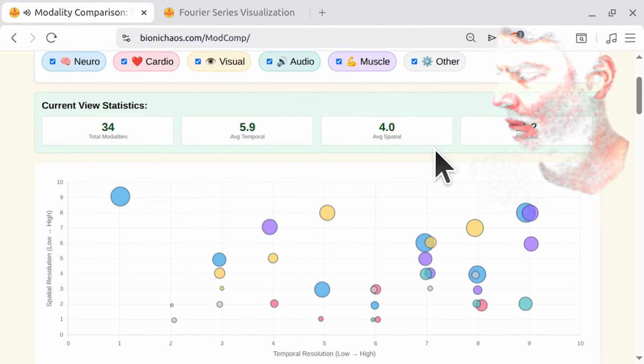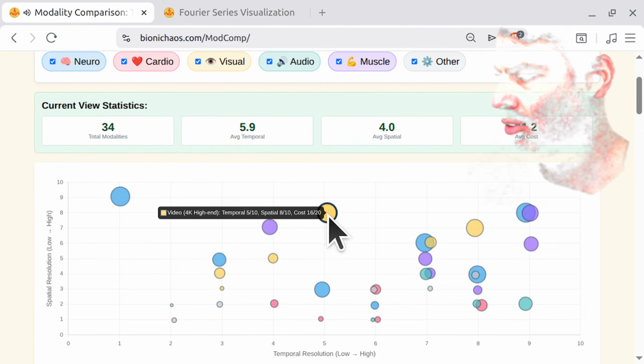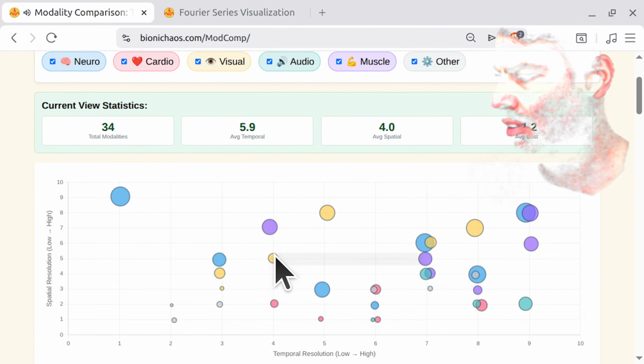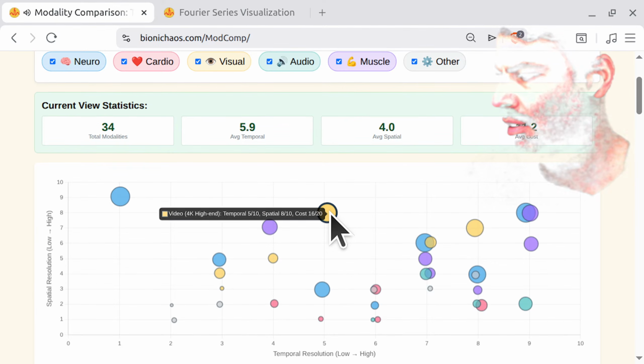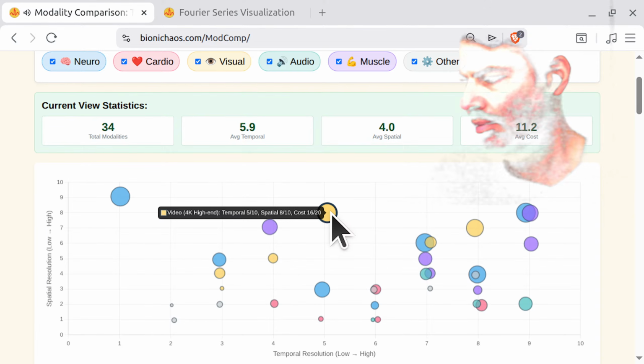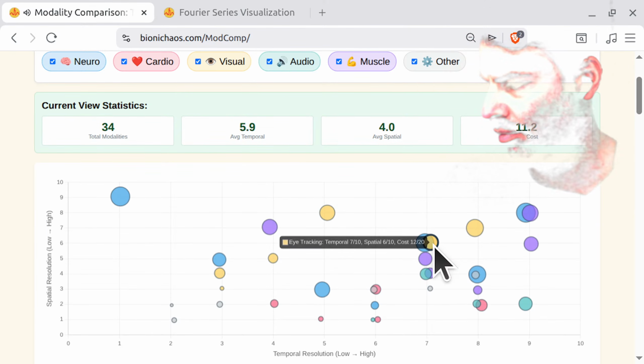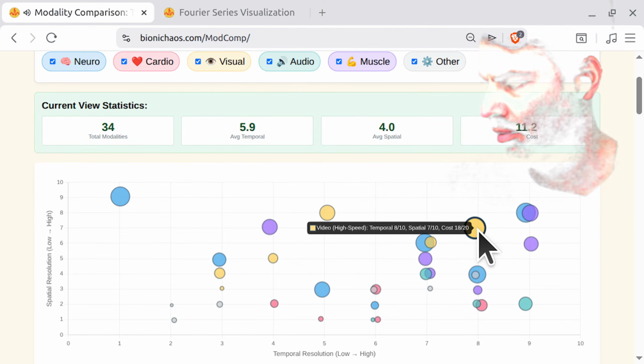Oh, absolutely. Take video cameras. You've got your basic webcam, 3 temporal, 3 spatial, 4 cost, basic tracking. Then you jump to a high-end 4K camera, maybe 5 temporal, 8 spatial, 16 cost. Much better detail for motion capture research. Okay, slower frame rate, but way more pixels. Right. But then, if you need speed and decent detail for something like 3D tracking in VR, you might go for a high-speed video that could be 8 temporal, 7 spatial, but cost goes up again to 18.